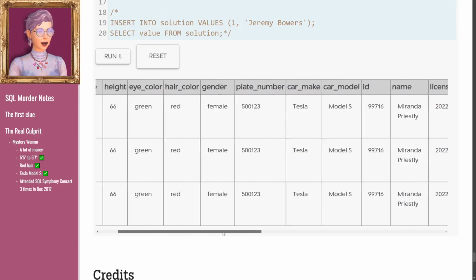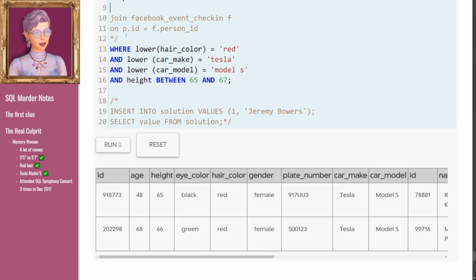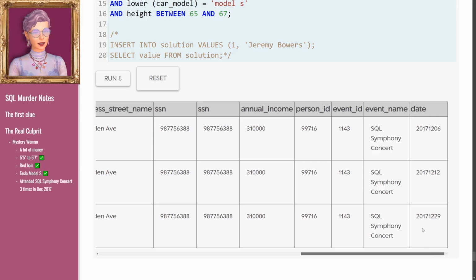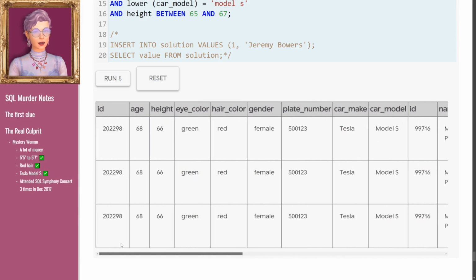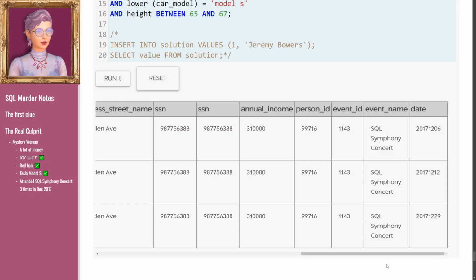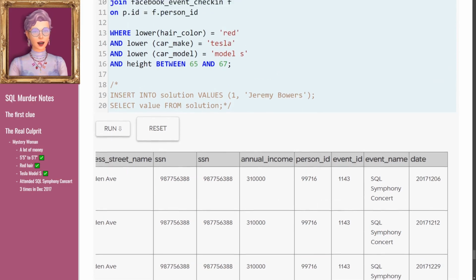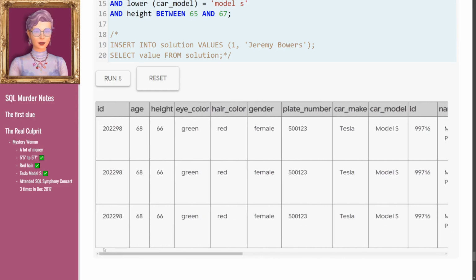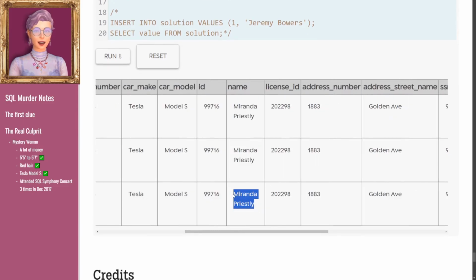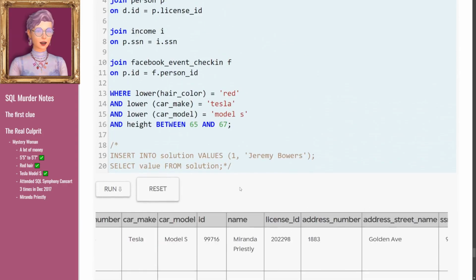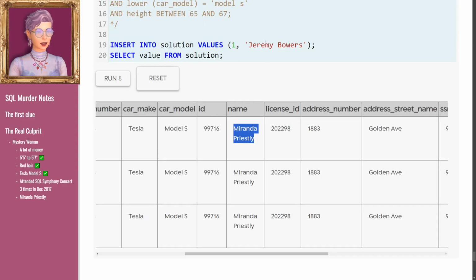That's not how it was a second ago. Did I miss something? Right, because it's an inner join. Kind of. It sort of makes sense, but not really. So now all of the information is the same except the date on which she attended the symphony concert. Okay. Well, we could make this into one nice result if we wanted to, but we know the answer. It's Miranda Priestley. All right, I guess we can just insert that into the solutions.